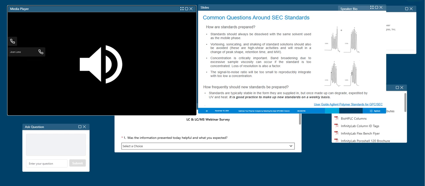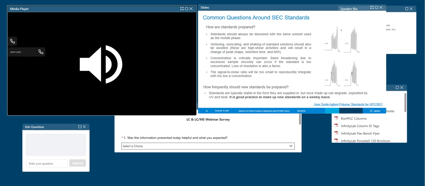The concentration of the standard is also of critical importance. Too high a concentration can lead to reduced mass transfer and band broadening due to excessive sample viscosity. Loss of resolution is also a factor. You can see this in the examples to the right. Too low a concentration, and the signal-to-noise ratio will be too small to reproducibly integrate.